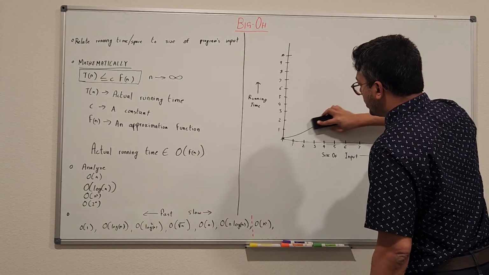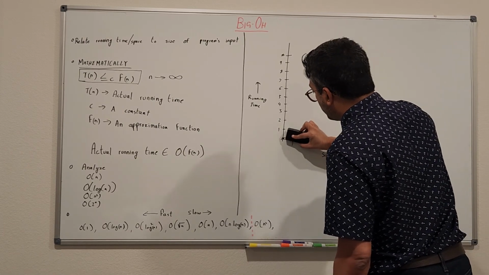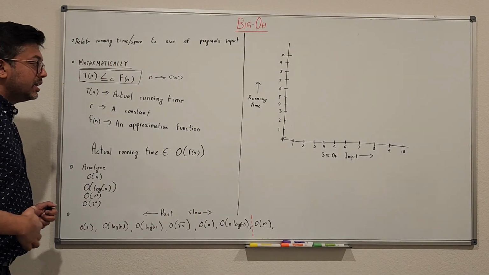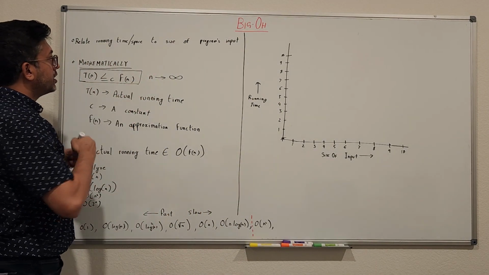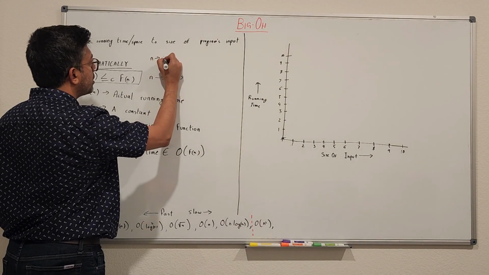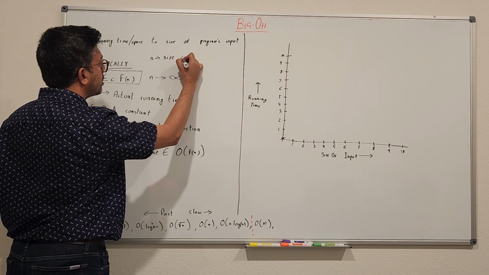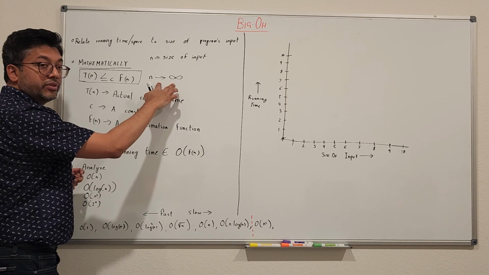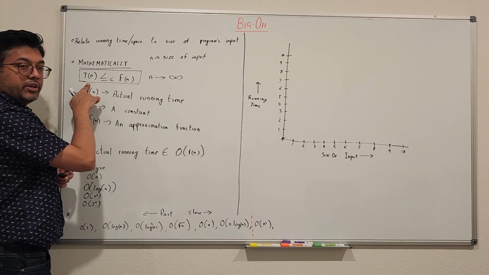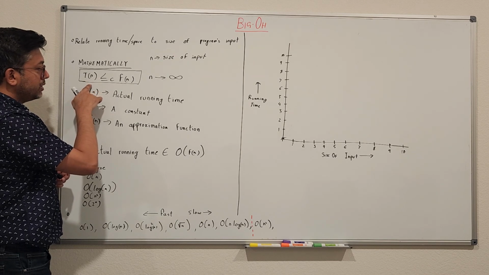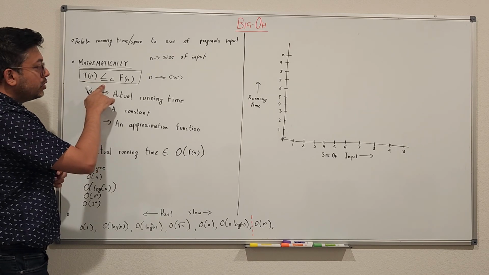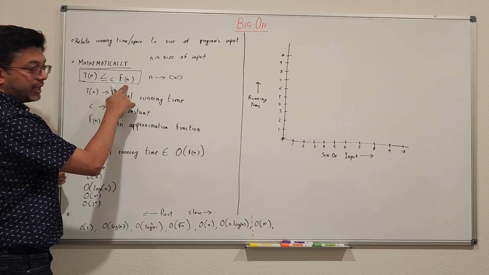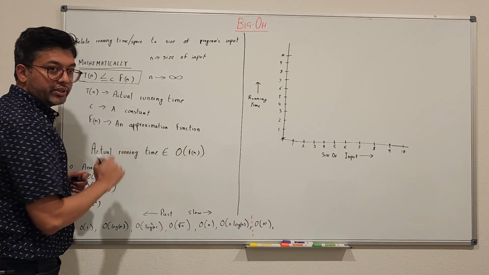So this was a layman way of looking at it. Let's look at a little bit more mathematically precise definition. So mathematically, as n is the size of the input, as n tends to infinity, if t of n is the actual running time, and if the actual running time is less than or equal to a constant times your approximation, then your actual running time is said to be in BigO of that approximation.